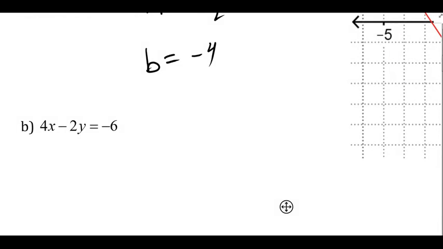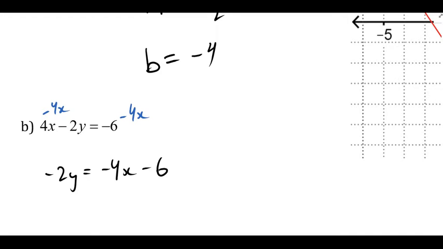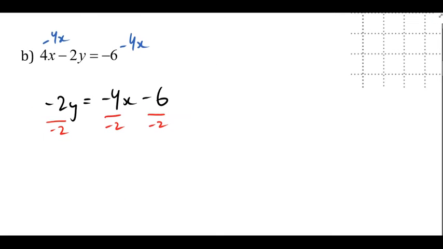So what am I going to do first? I'm going to move the 4x by subtracting it from both sides. I'm trying to write y equals mx plus b. So I write what's left. Negative 4x minus 6. Does that make sense? Am I done? No, because it's not y equals mx plus b, right? So what do I have left to do? Divide by negative 2, divide by negative 2, divide by negative 2.